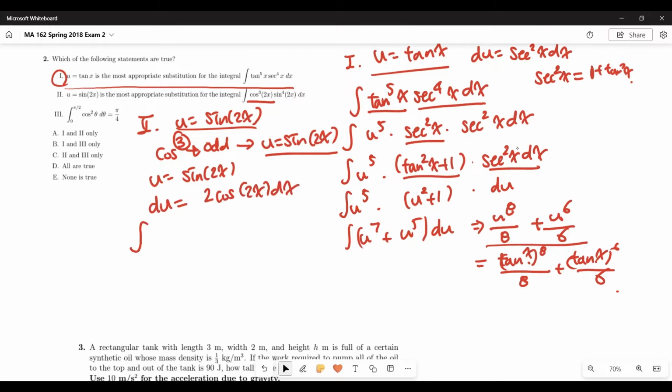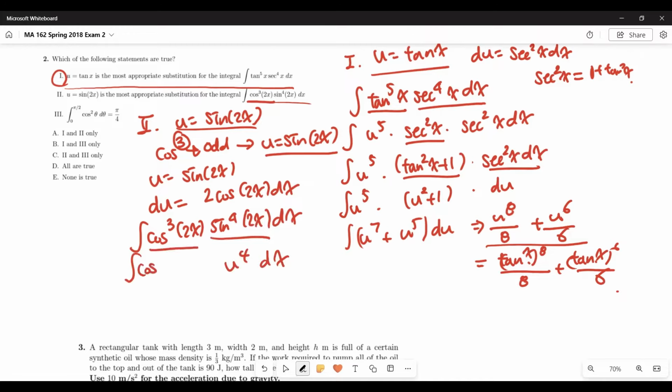So this thing, cosine cubed 2x sine to the fourth 2x dx, can be changed as here du to the fourth dx, and then cosine cubed is changed into cosine 2x and cosine squared 2x. There we go.